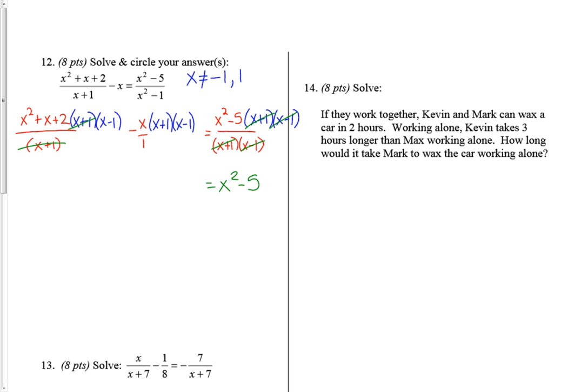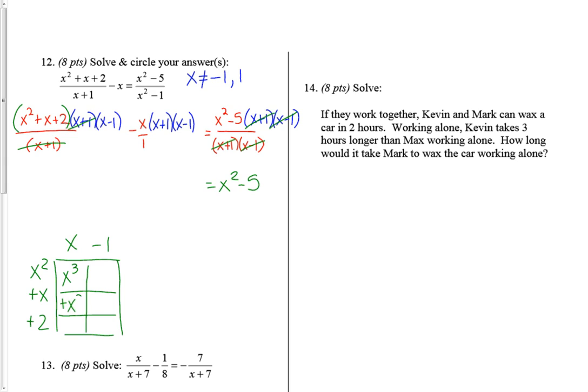So let's clean up the left. I had x squared plus x plus 2 times x minus 1. Let me work that out. That's going to be x cubed plus x squared plus 2x minus x squared minus x minus 2. If I combine like terms, I have the x cubed. My x squared and minus x squared cancel each other out. Positive 2x and negative 1x is positive x. I also had a minus 2.